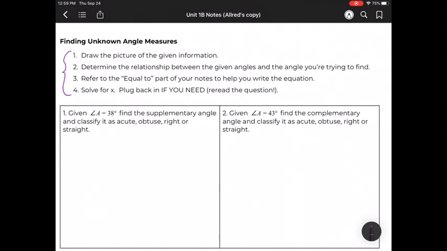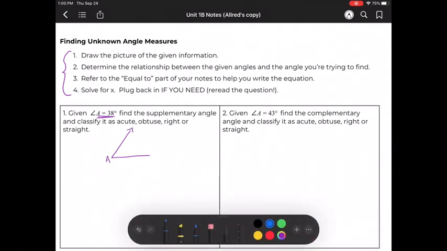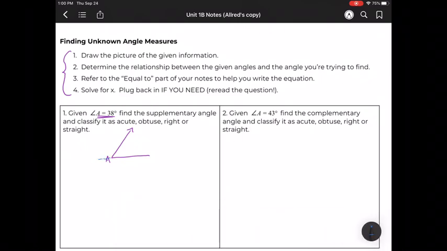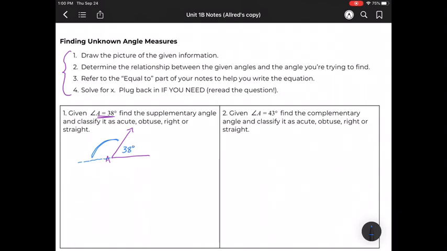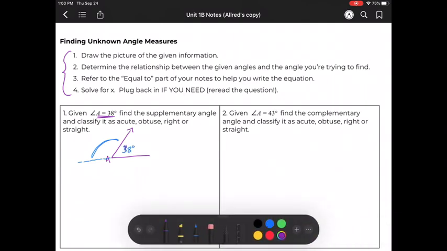So number 1, we are given that angle A is 38 degrees. Find the supplementary angle and classify it as acute, obtuse, or right. So I'm going to draw a picture. Angle A is 38 degrees. That is less than 90. Okay? We know that's less than 90, because we should be able to recognize the number 38 is less than 90. So there's angle A. All right? And so it says to find an angle that's supplementary. Well, we could stretch out this side here and get that angle that we're looking for. If this is 38 degrees, then this angle plus 38 should equal 180.